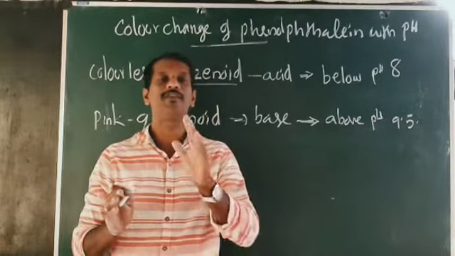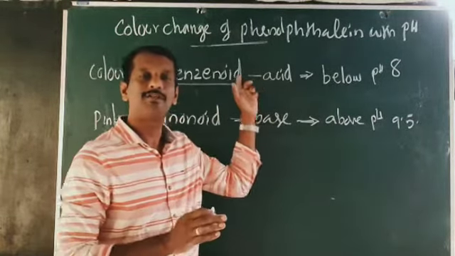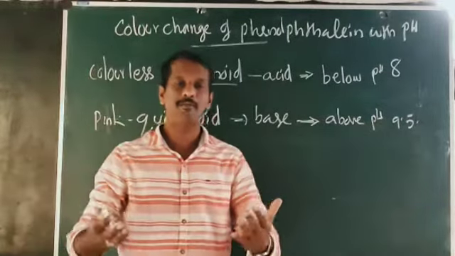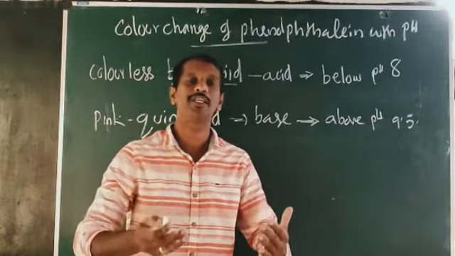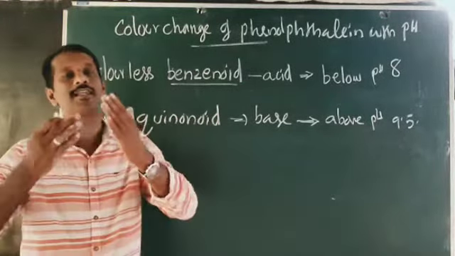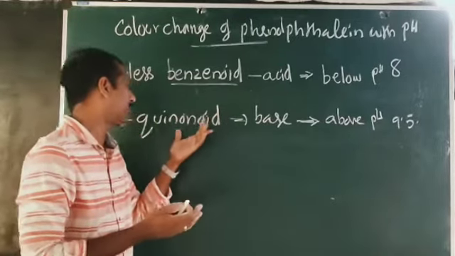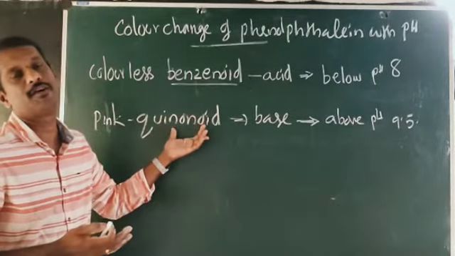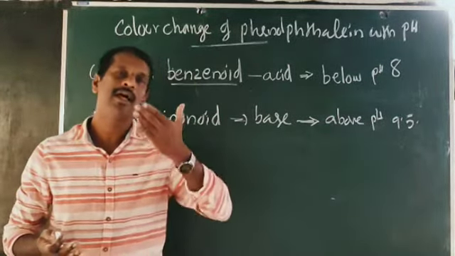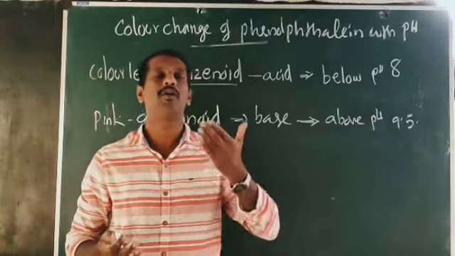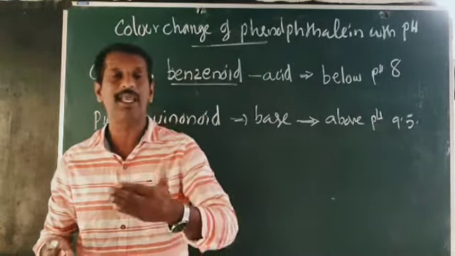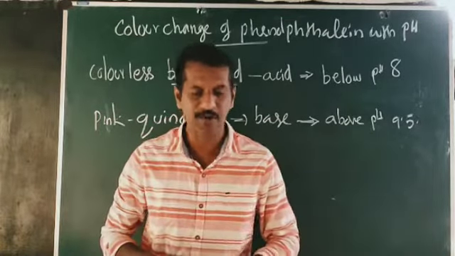In acid medium, phenolphthalein will exist as which form? Colorless benzenoid form. But when the pH is changing to 9.5, that means when the solution is changing to alkaline, what will happen? The phenolphthalein will change into its second form. What is that form? Pink colored quinonoid form. This is the reason why phenolphthalein is showing a color change between the pH range 8 and 9.5.